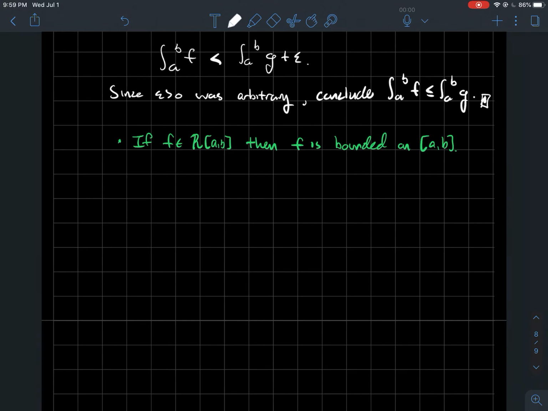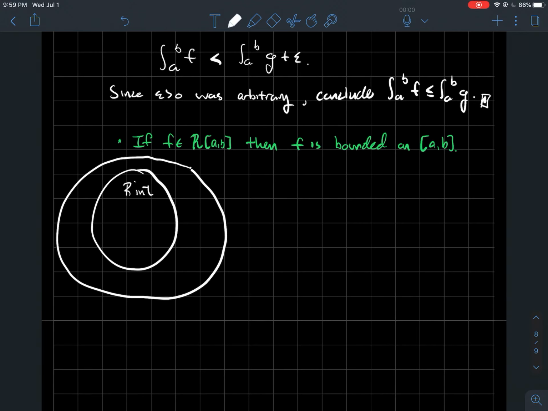So now what we're trying to say is, how do these properties compare to each other? In this case, if you've got a function that is Riemann integrable, then that implies it has to be bounded. So if you're in here, then you're also bounded. The set of Riemann integrable functions is a subset of all the bounded functions on the interval from a to b. Again, a big picture of what's going on.